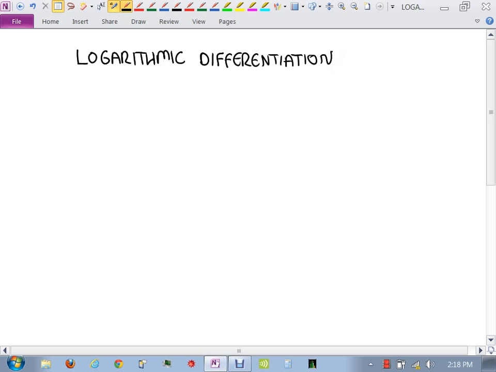Logarithmic differentiation. I'd like to motivate this whole idea with an example. What is this going to be? Let's start with this classic example right here. I'm still in 3.3. Logarithmic differentiation. Here's the problem. Find y prime.